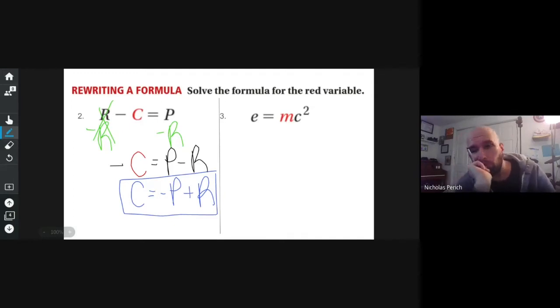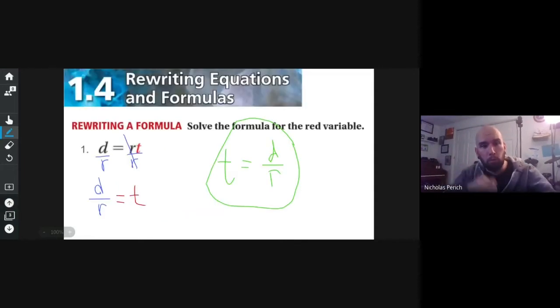Problem 3. I have to solve for the red variable. Or if you're colorblind, I have to solve for the gray variable. Is m all by itself? No. What's in the way? C squared. How do I get rid of a c squared that's being multiplied to m? Well, let's backtrack a little bit. Let's rewind a little bit.